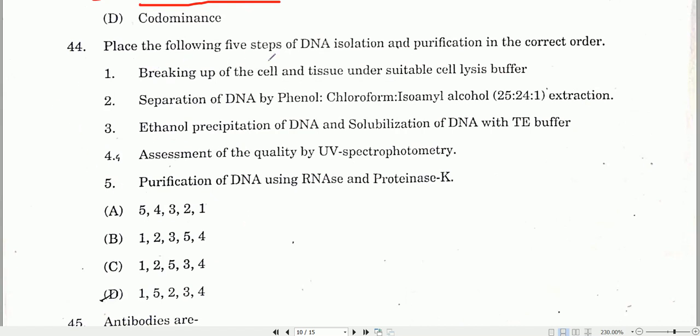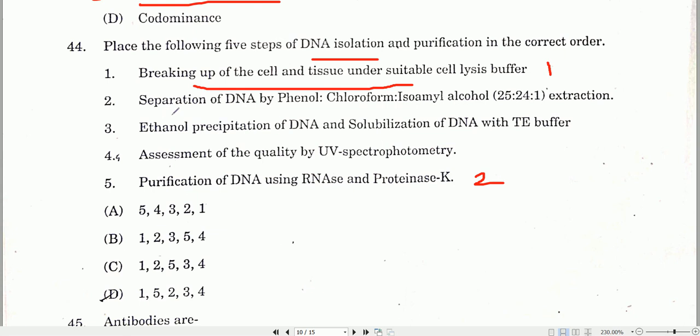Place the following 5 steps of DNA isolation and purification in correct order. For the process of DNA isolation and purification, first we need to go for breaking of the cell tissue under suitable cell lysis buffer. So this will be first. Then we need to go for the purification of DNA and RNA with proteinase K. So this will be second one.